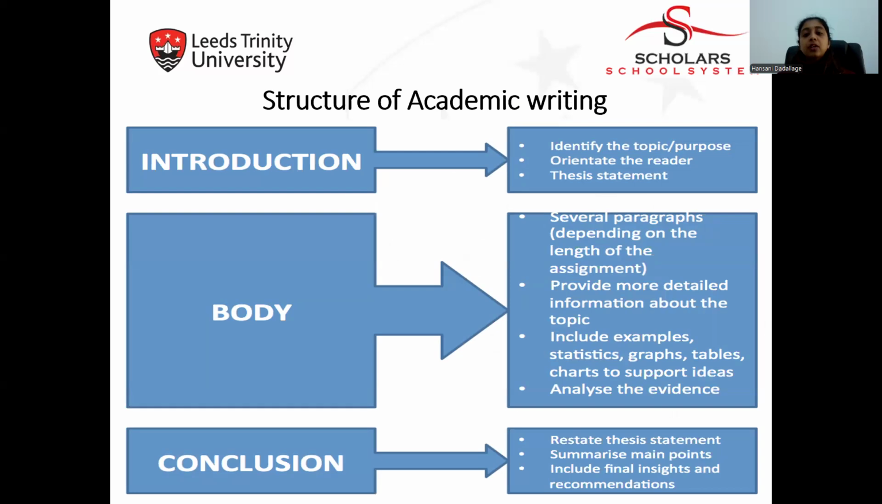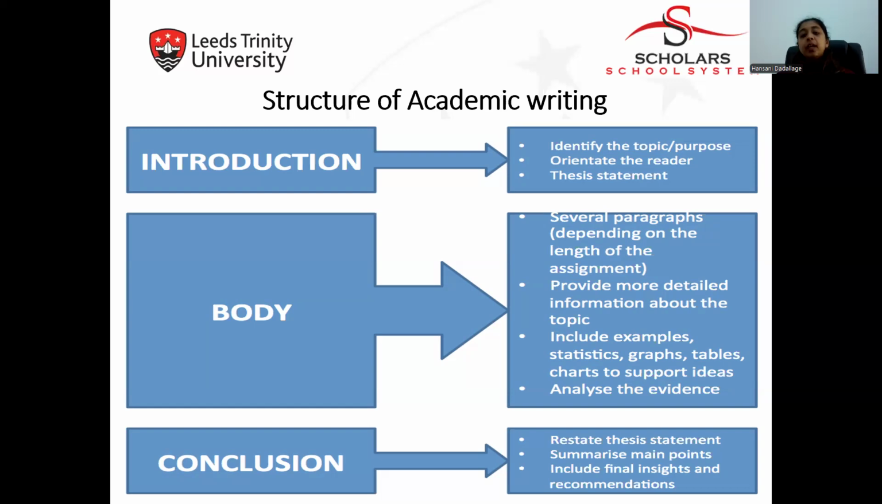Right, so we are looking at the structure of academic writing. When you are structuring your writing, especially for an academic essay, you can structure it with these three main sections, which are introduction, body, and conclusion. The introduction section should identify the topic or purpose of your writing, and you should orientate the reader, and you have to write the thesis statement in your introduction section, which means the main idea or the main argument of your writing.